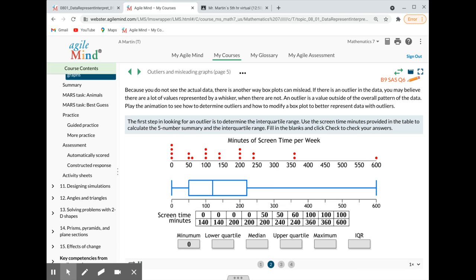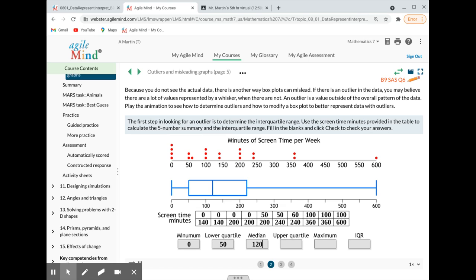What is the lower quartile? 50. Good job. Angel, what is the median? Devin, help her out. The median is 120. Correct, because it's halfway between 100 and 140.